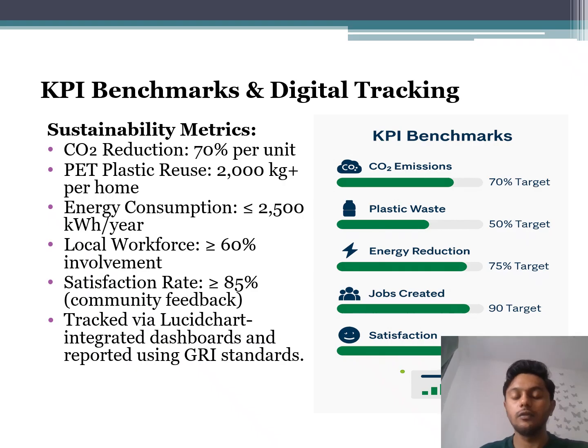And fourth one is local workforce. I'm gonna make sure that there is greater than or equal to 60% involvement of the local workforce. And the satisfaction rate we are examining is greater than 85%. So the positive community feedback should be more than 85%. And last, we will track all these things via Lucidchart, as I have made the dashboard for that, and by using that we will make sure that all these metrics are on point.